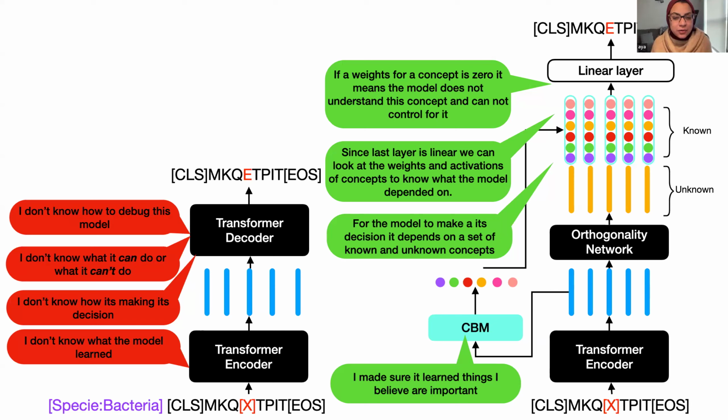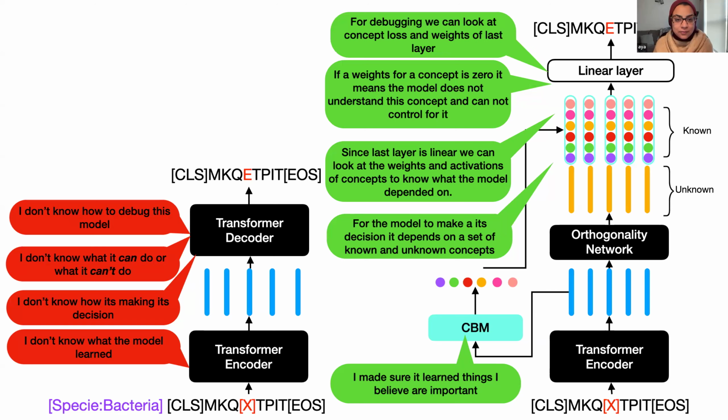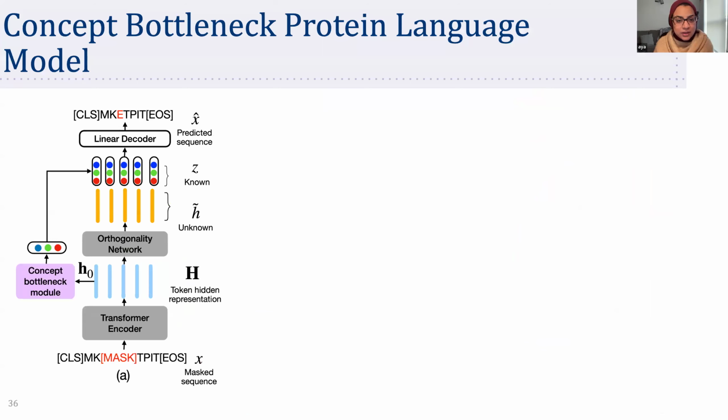Okay. So now when you want to predict E, you look at the known and the unknown part for that token, and then you make the prediction using a linear layer. That's how that happens. And for debugging, during training you can look at the different losses that we add, and you can look at the weights to make sure that it actually learned the concept that we want. So this is how you would debug this model.